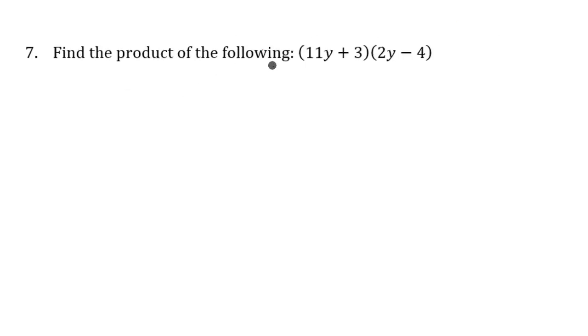Question number 7 is asking us to find the product of these two binomials. So we have to do multiplication, and that means we have to distribute. So first I'm going to take 11y and I'm going to distribute that with 2y minus 4. So that means I do 11y times 2y, which gives me 22y squared, and 11y times minus 4 is going to be a minus 44y.